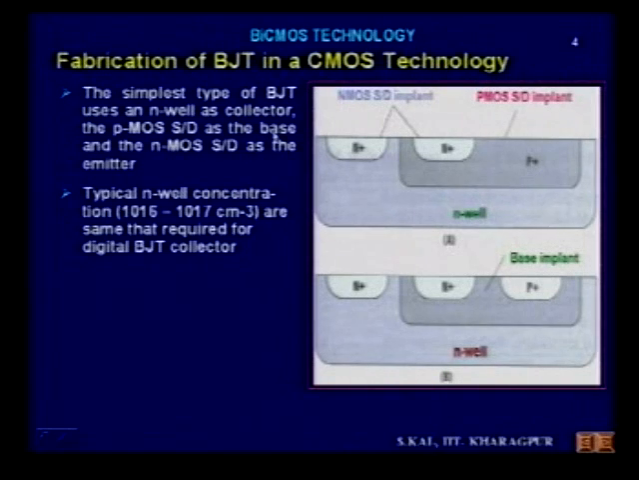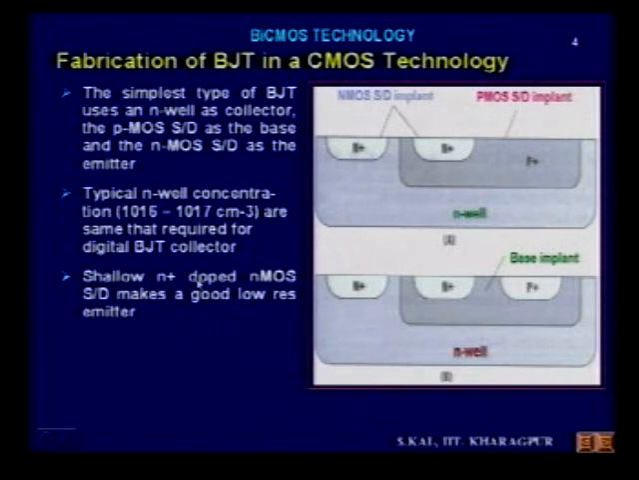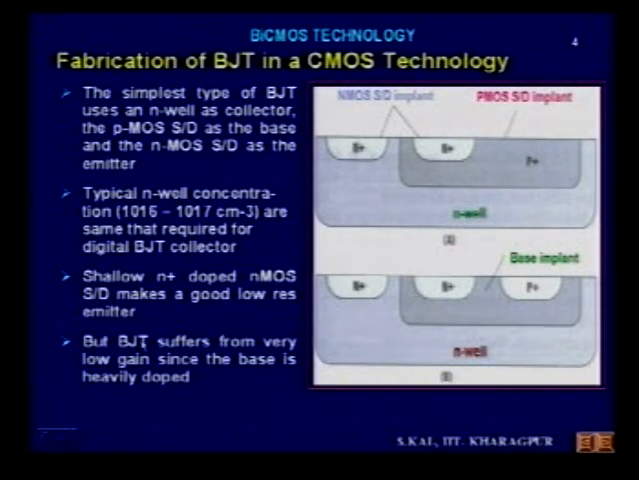So typical N-well concentration is 10 to the power 16 to 10 to the power 17 per cc, the same as that required for a BJT collector. Shallow N plus doped NMOS source drain makes a good low resistance emitter. This is a low resistance emitter you can get because this is N plus. But the BJT suffers from very low gain since the base is heavily doped. Emitter doping is satisfied because the source drain of NMOS is highly doped. Collector doping is also satisfied, doping level 10 to the 16 to 10 to the 17 per cc, along with the N plus contact. But the problem is the base suffers from very low gain since the base is heavily doped.